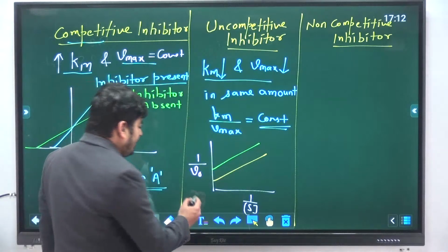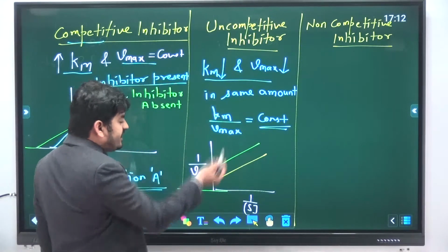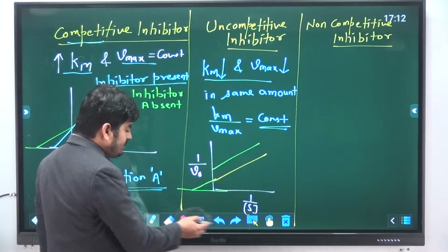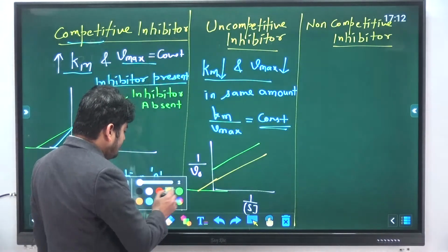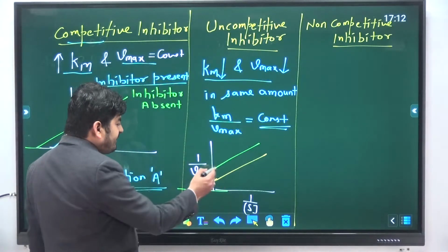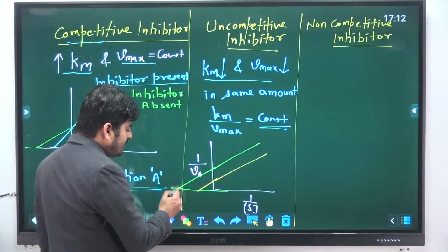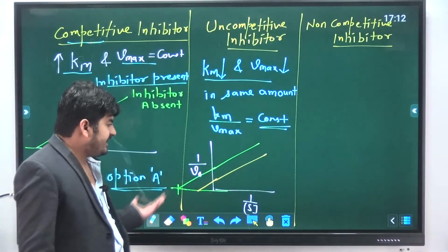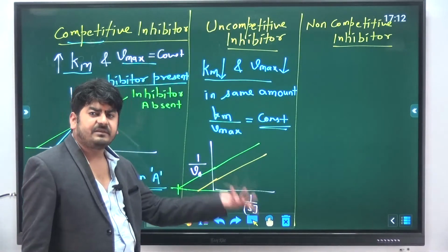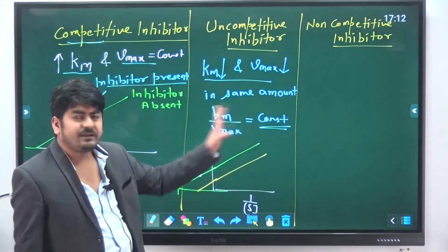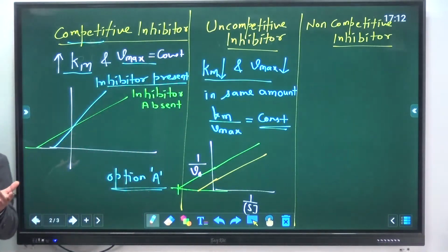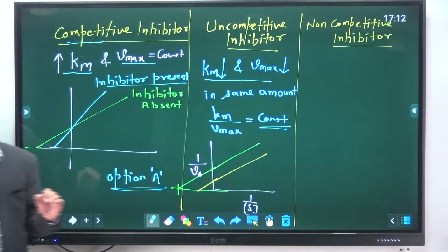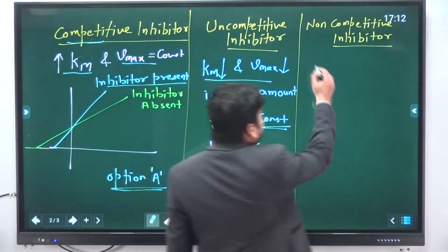And as Km has decreased, this was the point before the inhibitor, and so Km will go further on the left hand side, like this. So Km will decrease, but the curve will remain parallel because the slope will remain constant. This is the nature of an uncompetitive inhibitor. And when we talk about the non-competitive inhibitor, what happens?